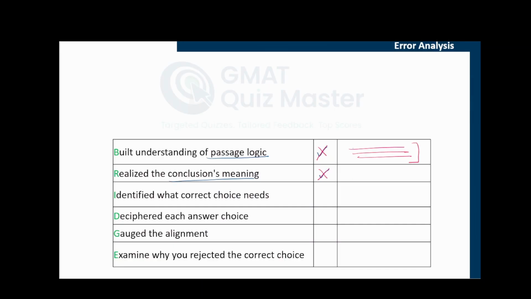And if you did not understand the meaning of the conclusion correctly, or you were not able to identify the conclusion correctly, then you can mark a cross here and again write down the exact reason here. These will be your root causes behind the mistake. With this, let's proceed to understanding what the correct answer choice should convey.